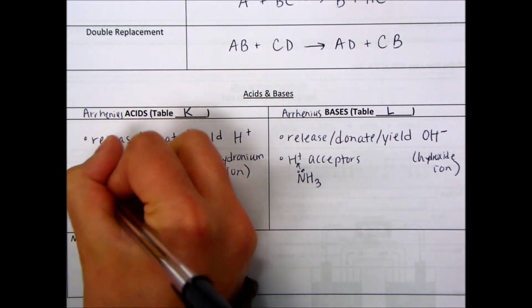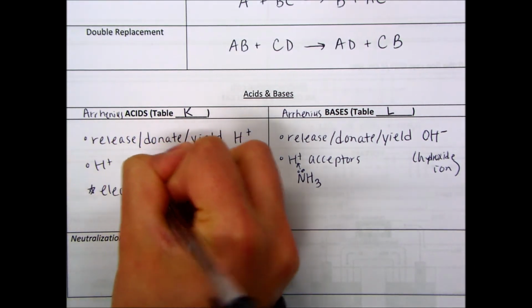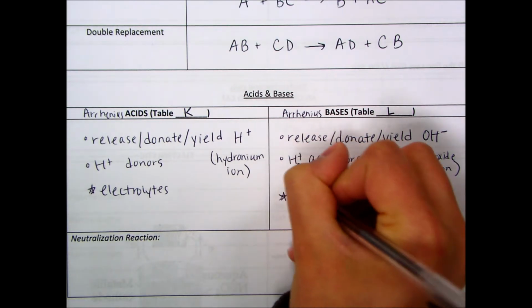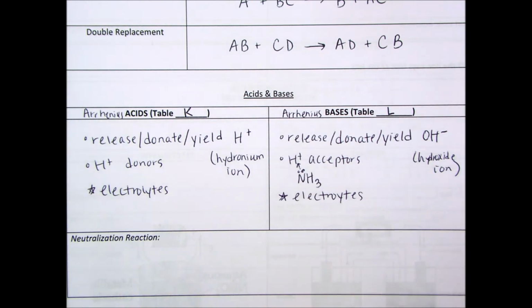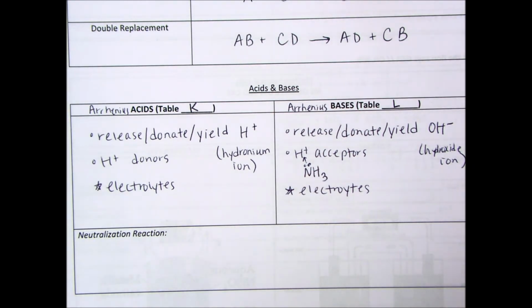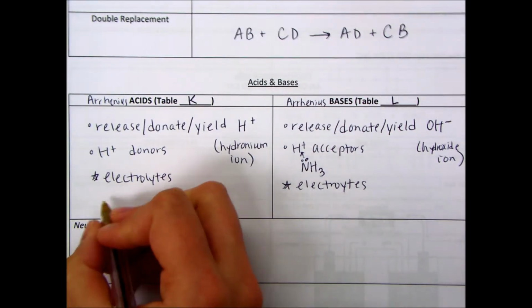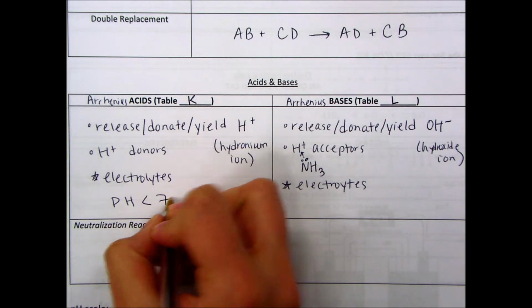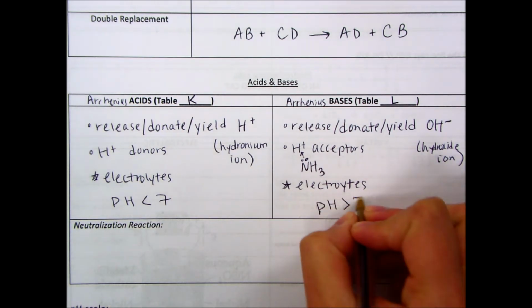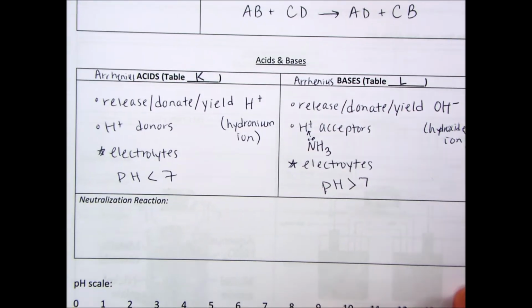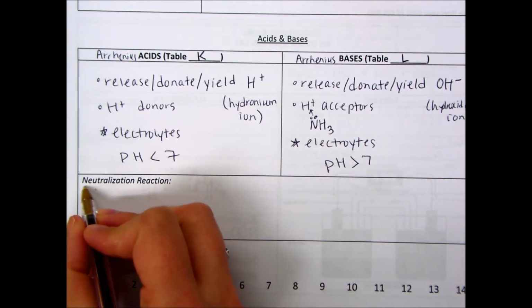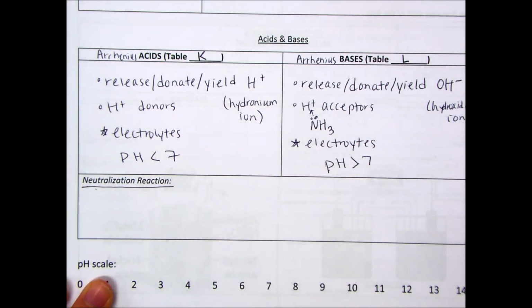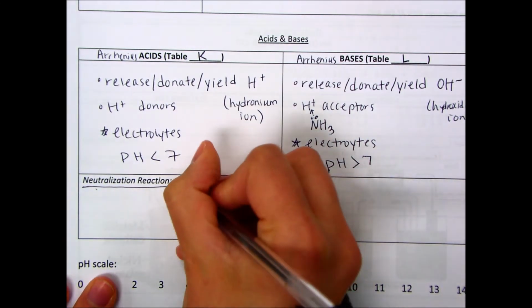Alright, keep in mind both acids and bases are electrolytes. So if you're asked to identify an electrolyte, you can always go to table K or table L to see if one of the options is listed on there, because you know if it is, then that's an electrolyte. Acids have a pH less than 7, bases have a pH greater than 7. We'll look more carefully at the pH scale in a moment. But before we do so, let's talk about the types of reactions involved for acids and bases. And those are called neutralization reactions.